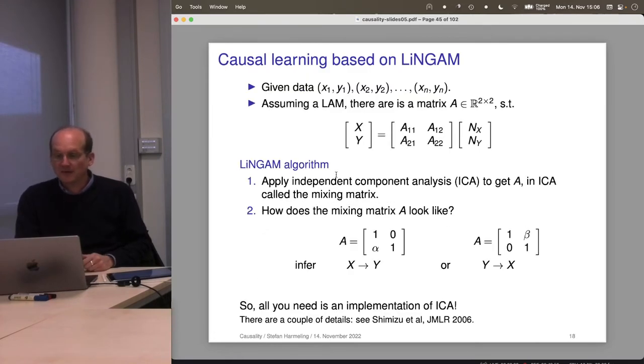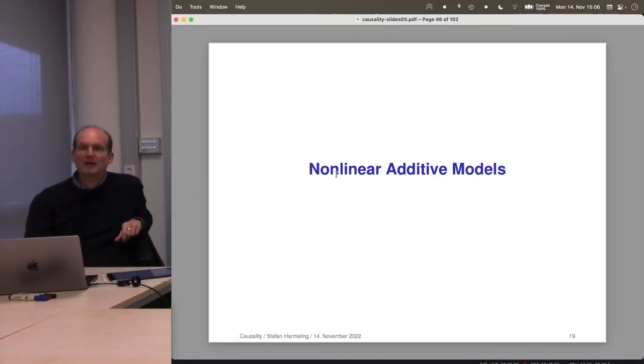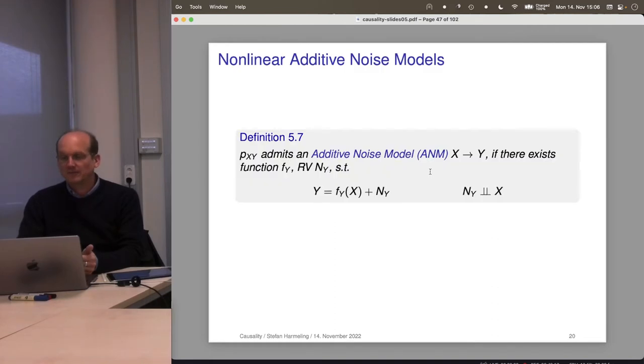That was our first method. And it assumes that you know what ICA is. But as I said, it's like PCA, but not decorrelating the data, but making it independent. Okay, let's get to the next one: the nonlinear additive models. It says it already, right? Nonlinear now means I have a nonlinear function, and additive means the noise is additive.